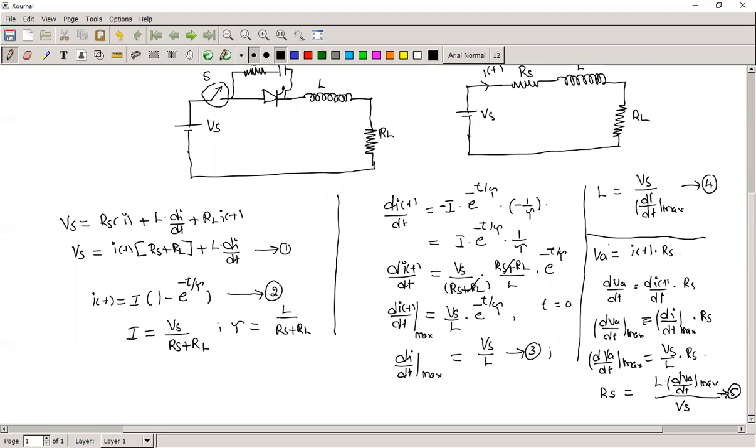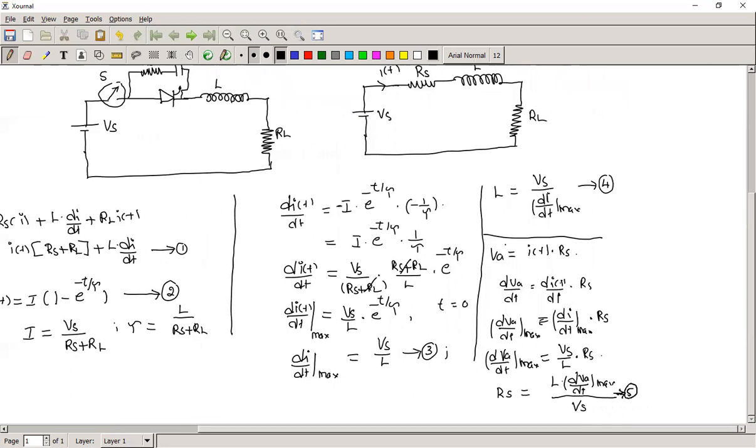By using equation 5, you can find the RS value, because we already know the inductance value from equation 4. This maximum change in anode voltage is given by the manufacturer. So we know the numerator quantities, and the denominator quantity Vs is given in the problem, the voltage at which we operate that SCR. So this is a known quantity, and we can find RS also. Now we are left with the capacitor C.